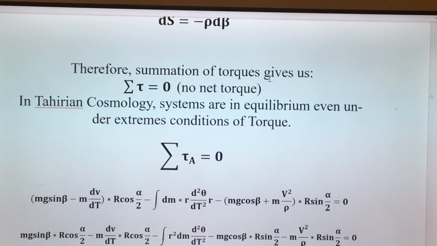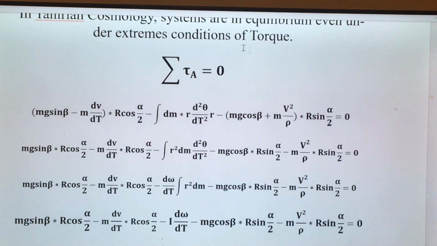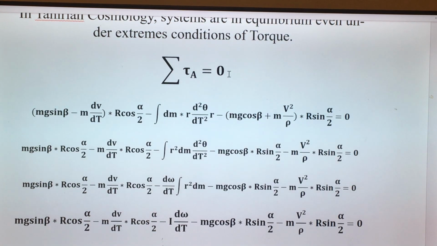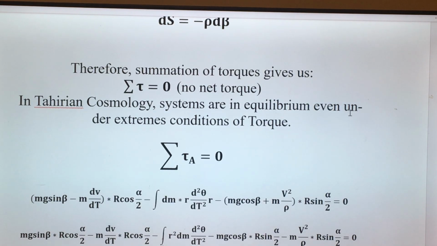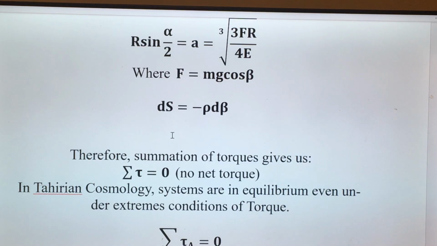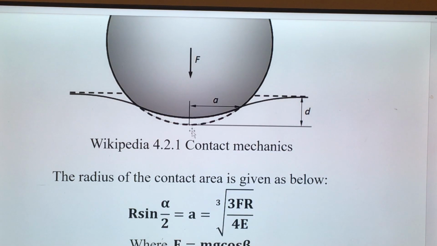Therefore, finally we will apply the summation of torques is equal to 0, no net torque. In Tahirian cosmology, guys, systems are in equilibrium even under extreme conditions of torque. I won't go into the details of it, otherwise you need to read a lot of things to understand this. Summation of torque about A is equal to 0. This deals with the part of the universe that is still under formation. But we are talking about the well-formed part of the universe, the surfaces of the planets, or the planets revolving around the sun itself, the mature part of the universe that can be defined with the principles of Tahirian astronomy, or Tahirian cosmology.